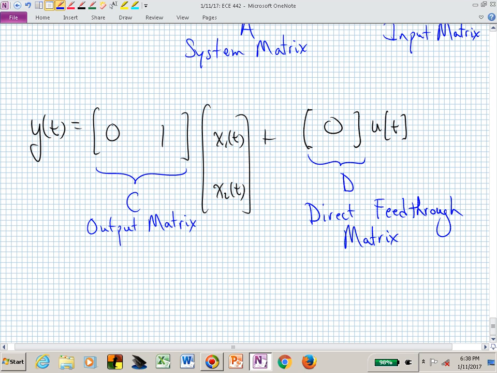We're not done, are we? Because we're trying to chase our tail. We now have a state space representation. Let's go back into the frequency domain.